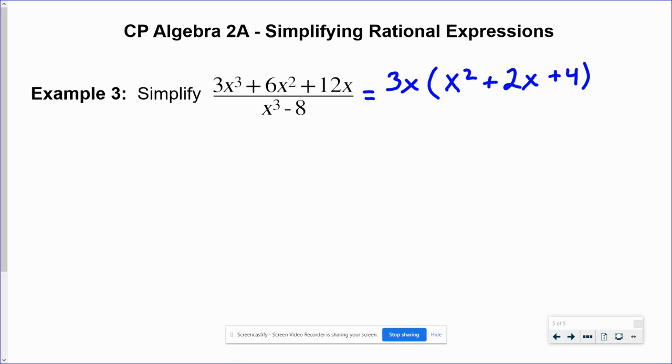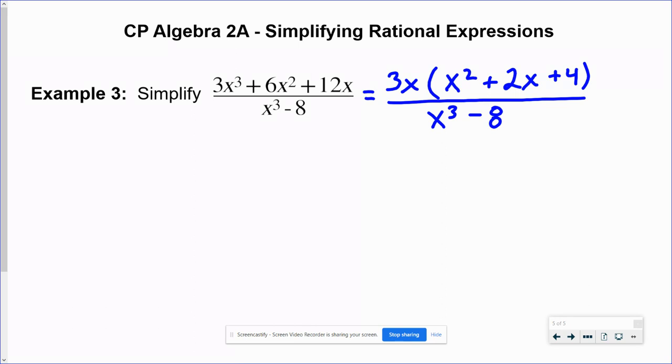I'm going to take a look at the denominator, see if there are any common factors in the terms in the denominator. We have x cubed minus 8. I'm going to leave that alone for now. That's actually a difference of 2 cubes, so we're going to factor that as a difference of 2 cubes in a second. So now I'm going to check the numerator.